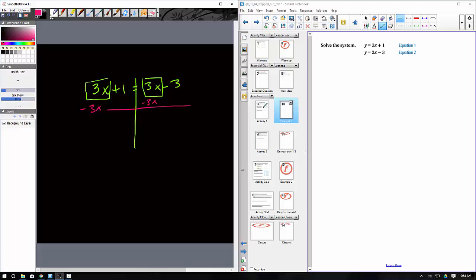But if you look here, I now have 0x plus 1 equals -3. Well, I guess it would be 0x minus 3. And if I write this down, I'll have 1 equals -3. That does not make any sense. So in this case, there are no solutions. This is not a true statement.